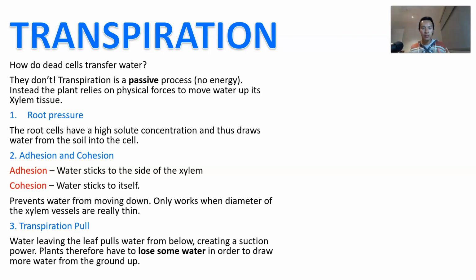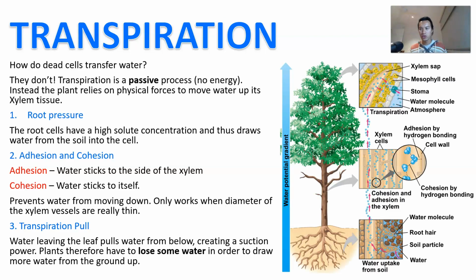The entire process is passive, and it is composed of three very awesome physical processes. Here's a diagram of what it looks like. And it starts really from the roots, but the whole thing really happens simultaneously. Okay, so the first thing that you get is what we call root pressure.